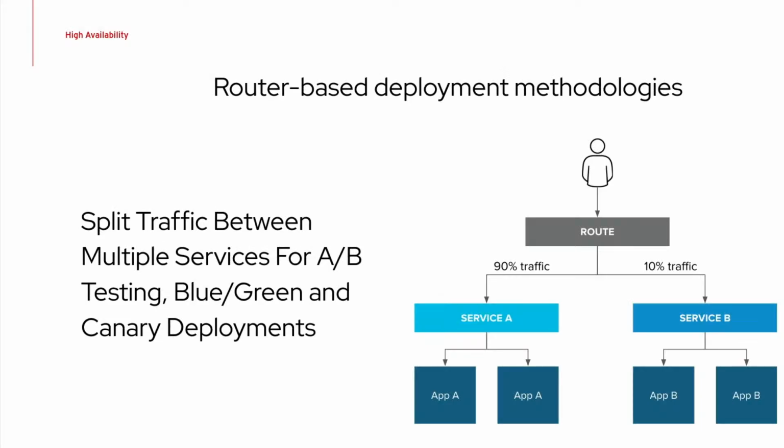OpenShift provides built-in load balancing capabilities which can distribute the traffic across multiple replicas of your application. This helps to ensure that no single replica is overloaded and that traffic can be automatically rerouted to healthy replicas if one fails. You can even split the traffic between multiple services for A/B testing, blue-green, and canary deployments. This is useful when you want to slowly onboard the newer version of the application to the users.